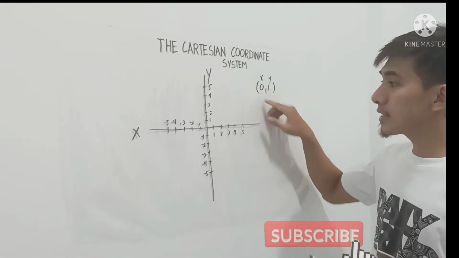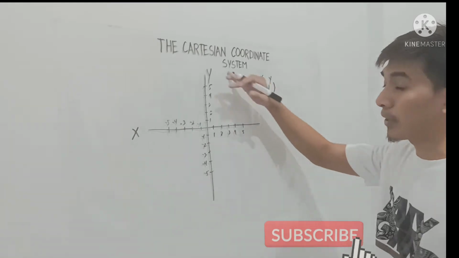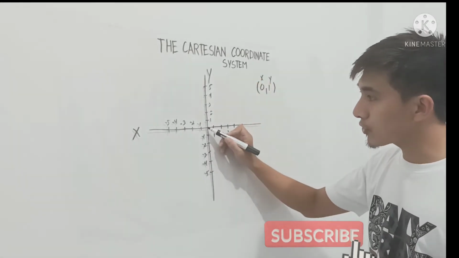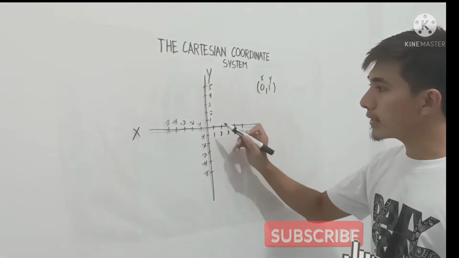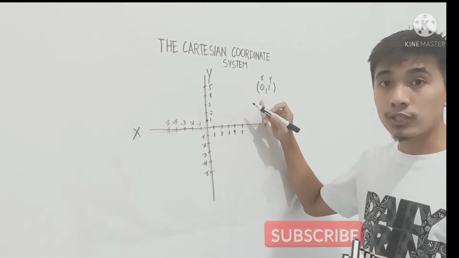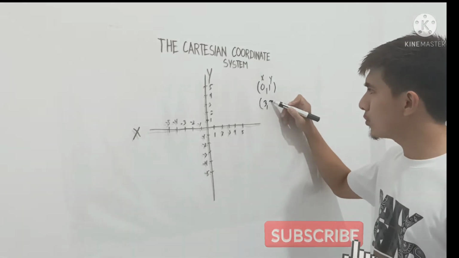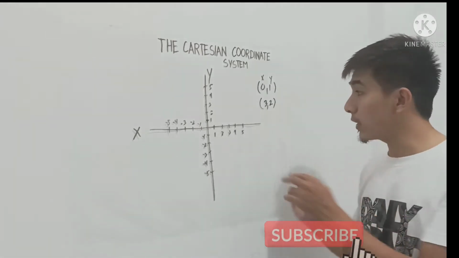So, first, 0. So, x natin, this is our x-axis and the y-axis. So, x, 0. So, nasa gitna daw siya. And then, 1, tataas lang tayo. So, this is our coordinates 0 and 1. And then, we have 3 and 2. How can we plot this one?